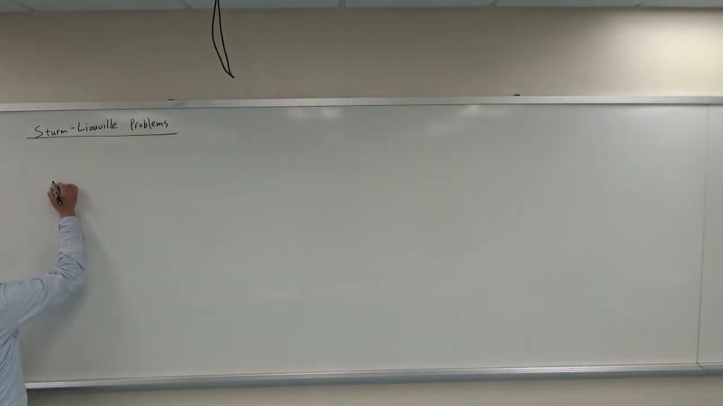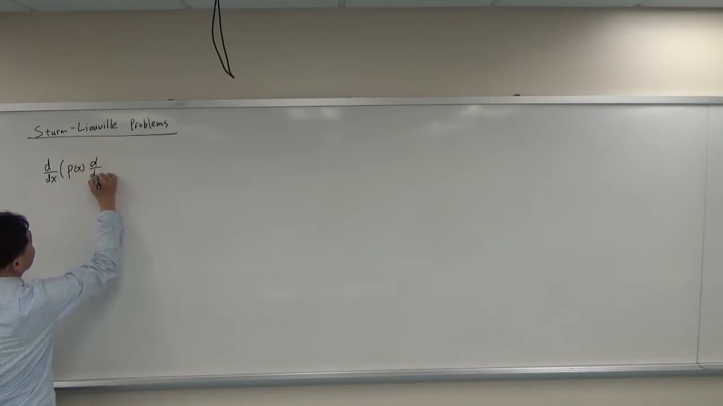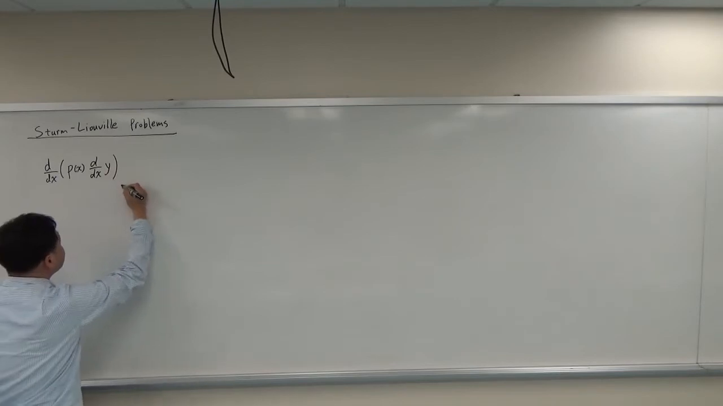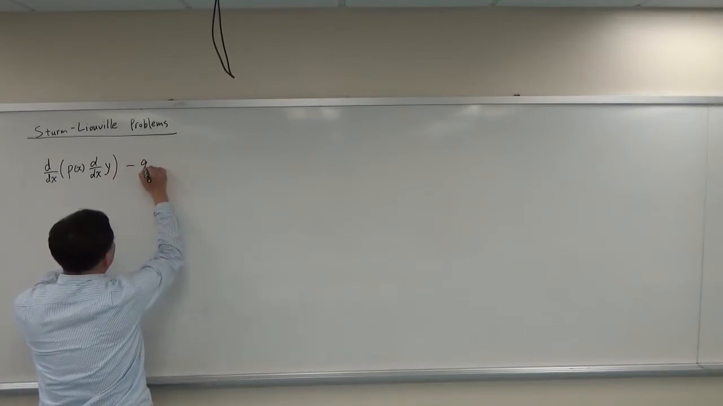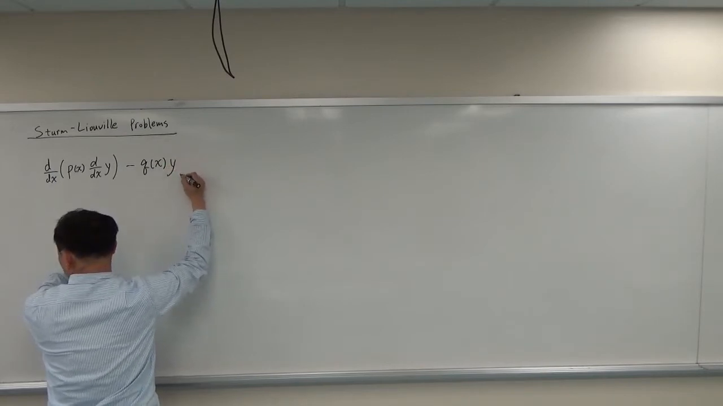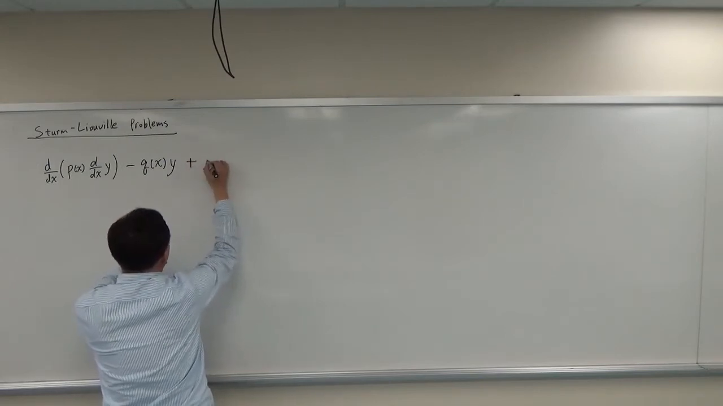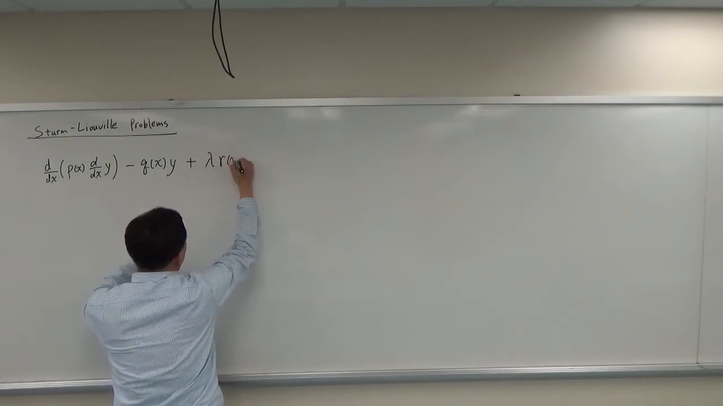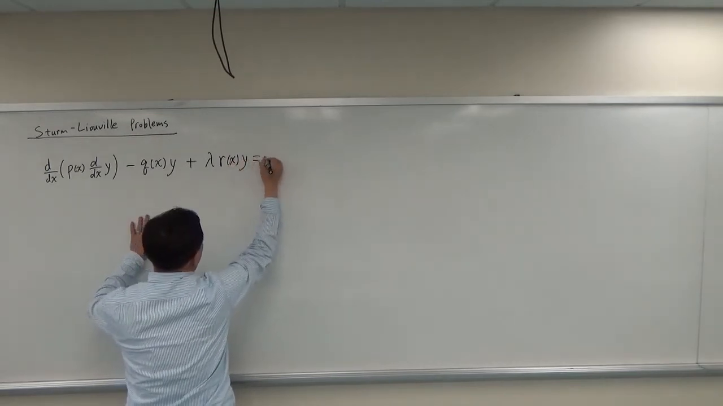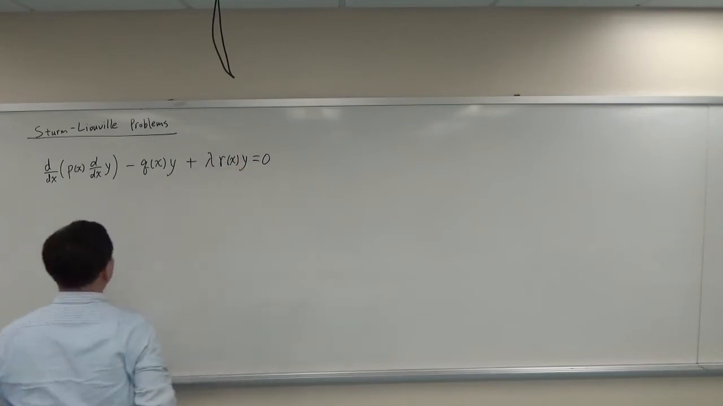If you have d/dx of p(x) d/dx of y, minus q(x) y, and then plus lambda r(x) y equals 0. That's the most general form of the Sturm Liouville problem.